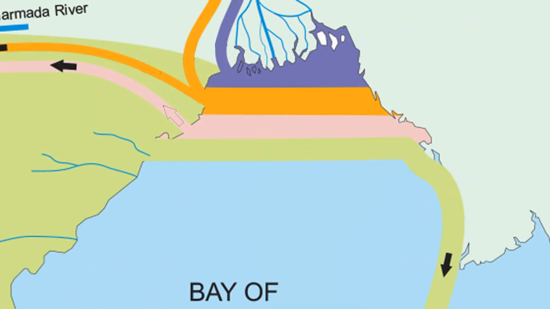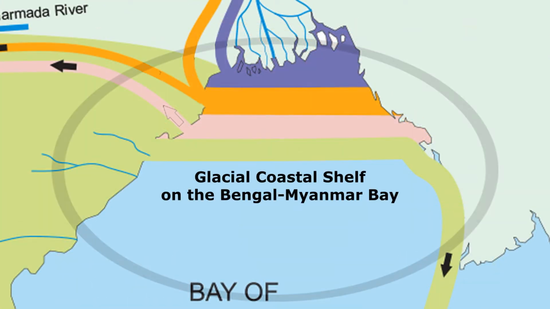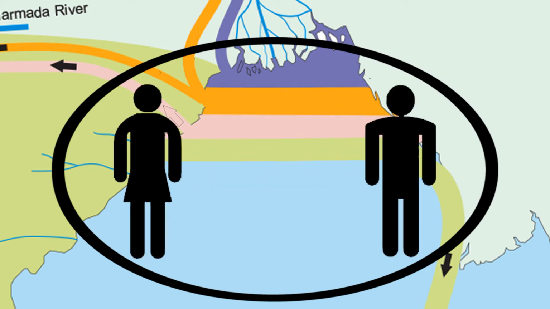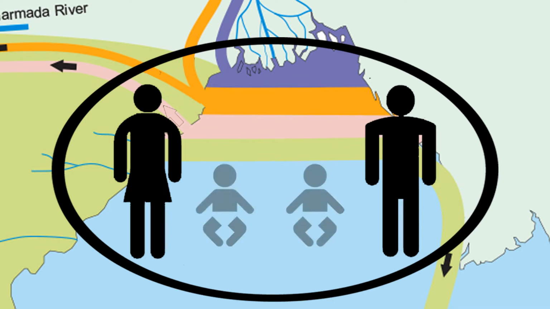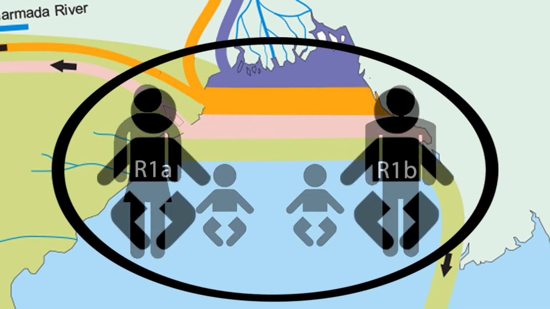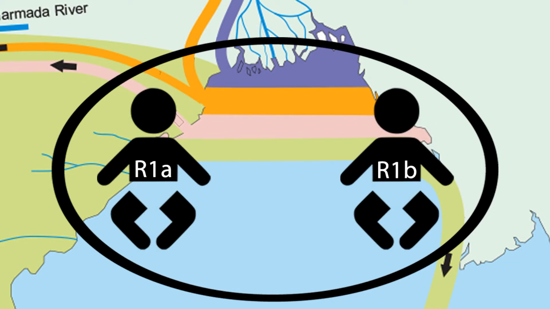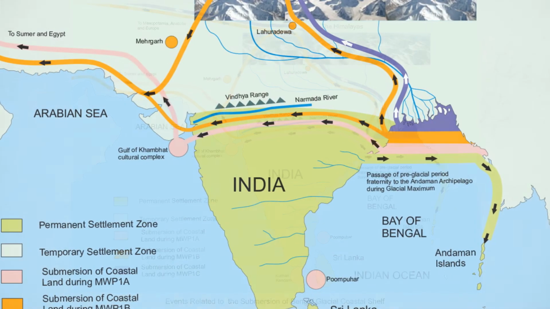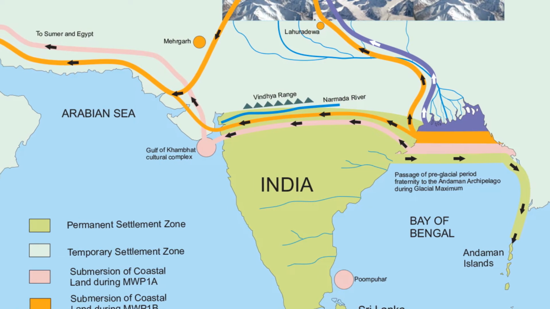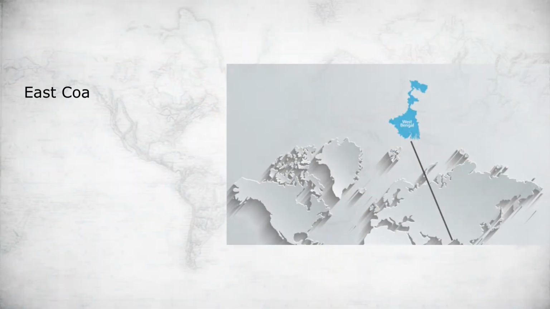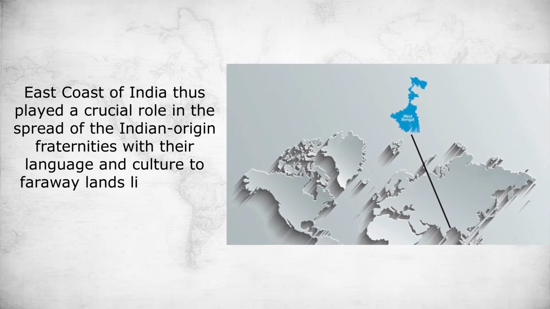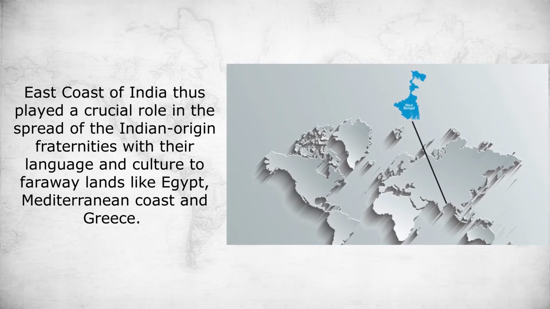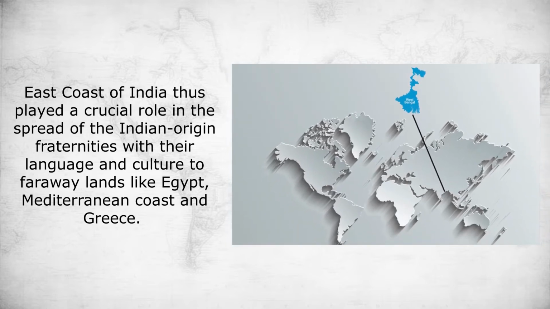One of these is the formation of a glacial coastal shelf on the Bengal-Myanmar coast during the last glacial period. This resulted in the origin of the newer anatomical modern humans or AMH genetic identities like R1 alpha and R1 bravo haplogroup in Y chromosome on this glacial coastal shelf. During the interglacial period, because of the rise of sea level, submersion of the coastal land initiated the onward migration of the Indian origin fraternities. East coast of India thus played a crucial role in the spread of the Indian origin fraternities with their language and culture to faraway lands like Egypt, Mediterranean coast and Greece.